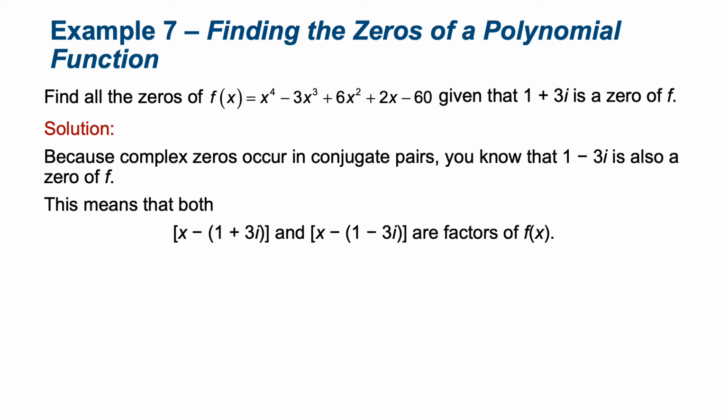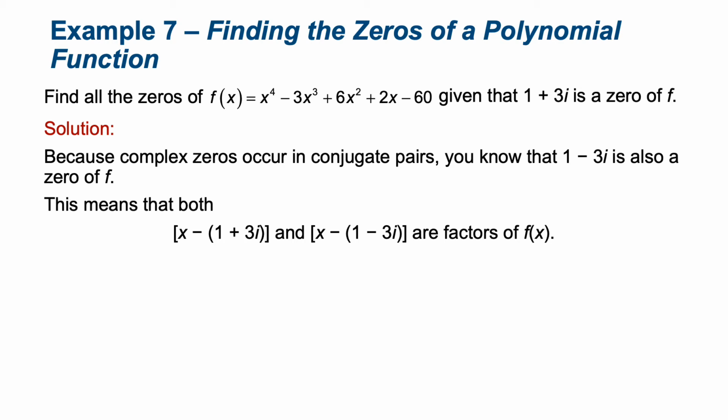Okay, so let's do an example. Find all the zeros of f of x equals x to the fourth minus 3x cubed plus 6x squared plus 2x minus 60, given that 1 plus 3i is a zero. Okay, so we know that complex zeros occur in pairs. I said that like 5 minutes ago, right? So since 1 plus 3i is a zero, 1 minus 3i has to also be a zero. That's just given because they come in pairs. So if one is there, the other one's there, okay? They're BFFs, whatever.